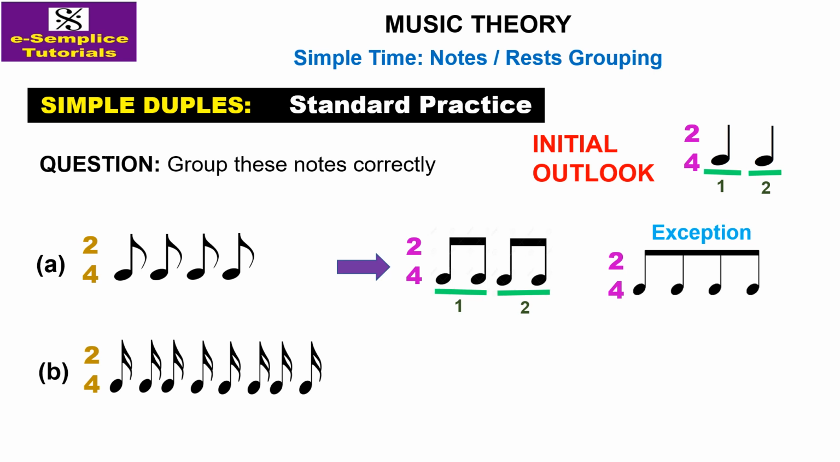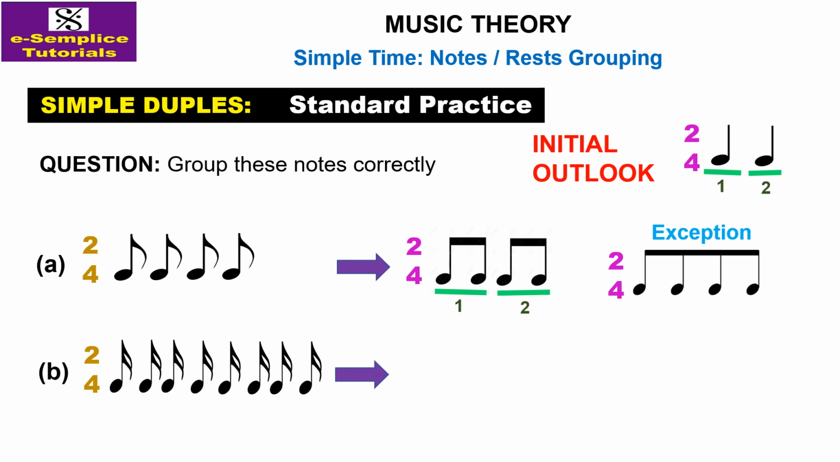There is an exception to every rule. 2-4 time can also be beamed together. That you can beam 4 quavers together in 2/4 time. It is an exception to the rule where you have to balance each beat before the next beat. But this is standard practice. Either you beam 2 quavers this way to form beat 1, 2 quavers the other way to form beat 2, or the 4 quavers can be beamed together, and it is standard practice.